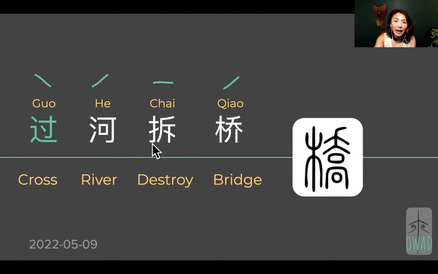Okay, 拆 on the left, the hand. It's a left-right structure. Left is the hand symbol with 5 fingers on it. So it's kind of looking like this, right? But for the sake of writing efficiency, it was simplified into this. The main structure of the hand is kind of like this in the middle, and then the 5 fingers kind of point out.